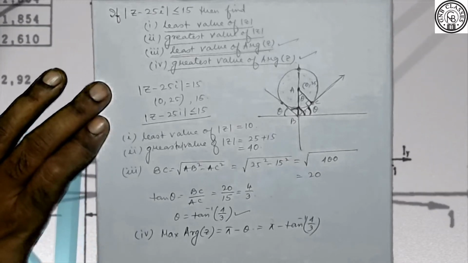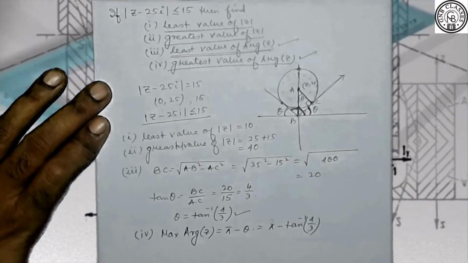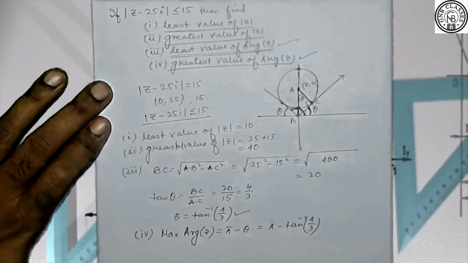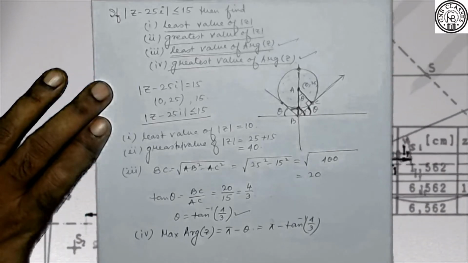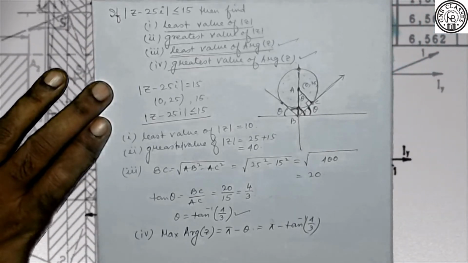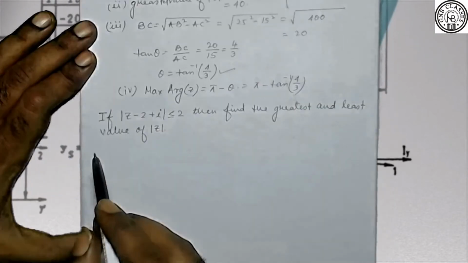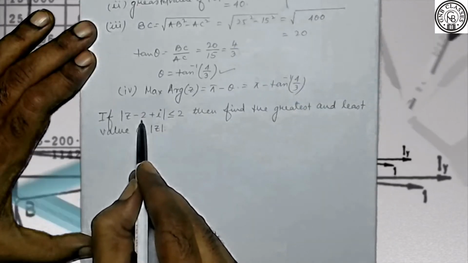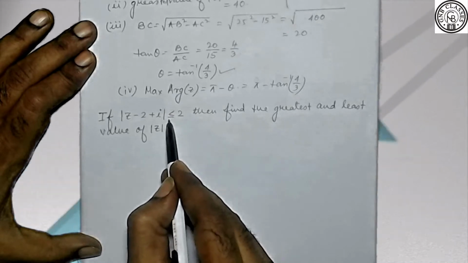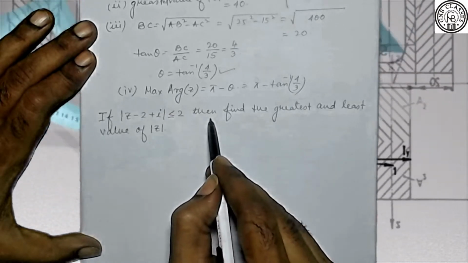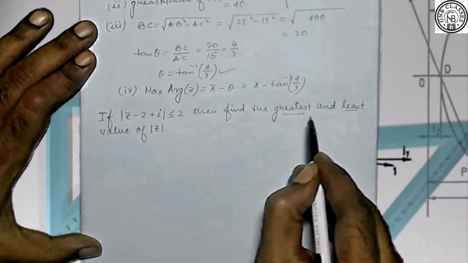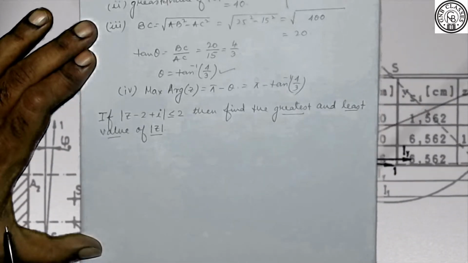Is it clear to all of you or not? Have you understood how to find out the least value of argument z and greatest value of argument z in this problem? Okay, let us move to some other problems. See this problem. If mod of z minus 2 plus iota is less than or equal to 2, then find the greatest and least value of mod z.